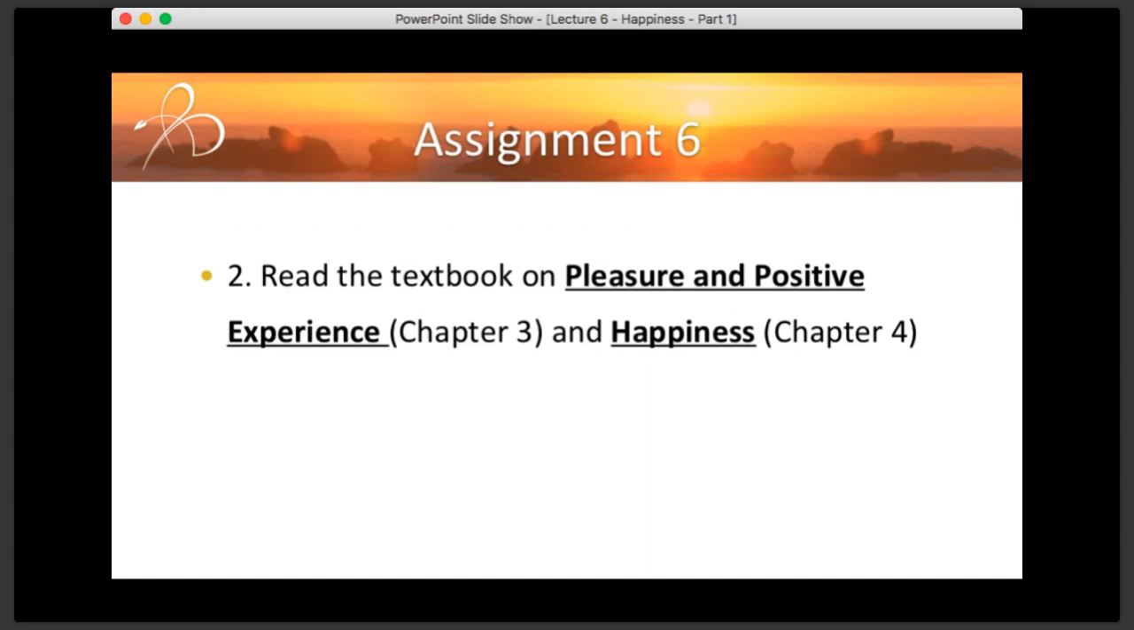If you want to get Marty Seligman's book, Flourish, that's great too. You'll have more current stuff on the PERMA model in that. But there's a lot of good research here in Chris Peterson's book on pleasure and positive experience and happiness. Those chapters are good too.